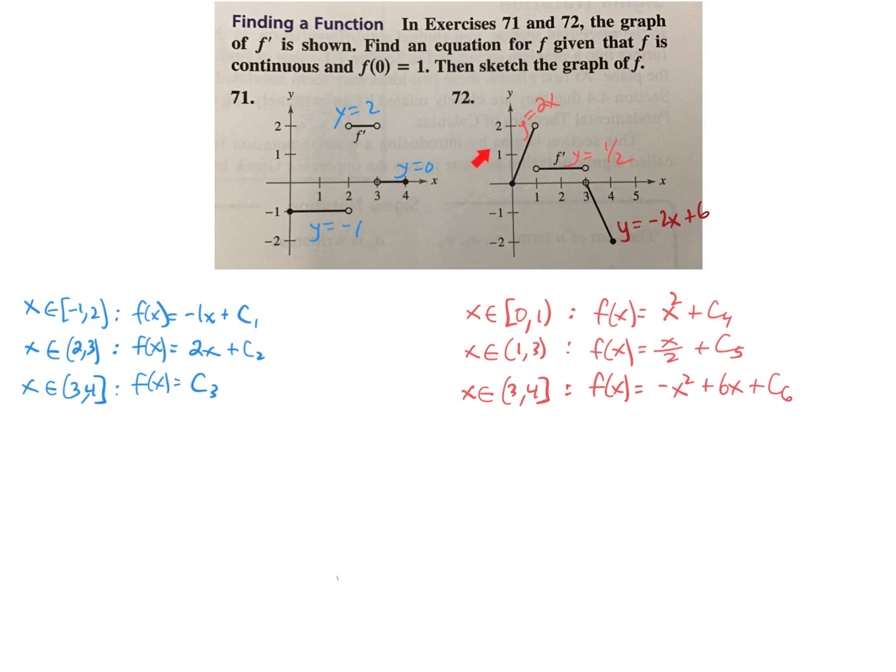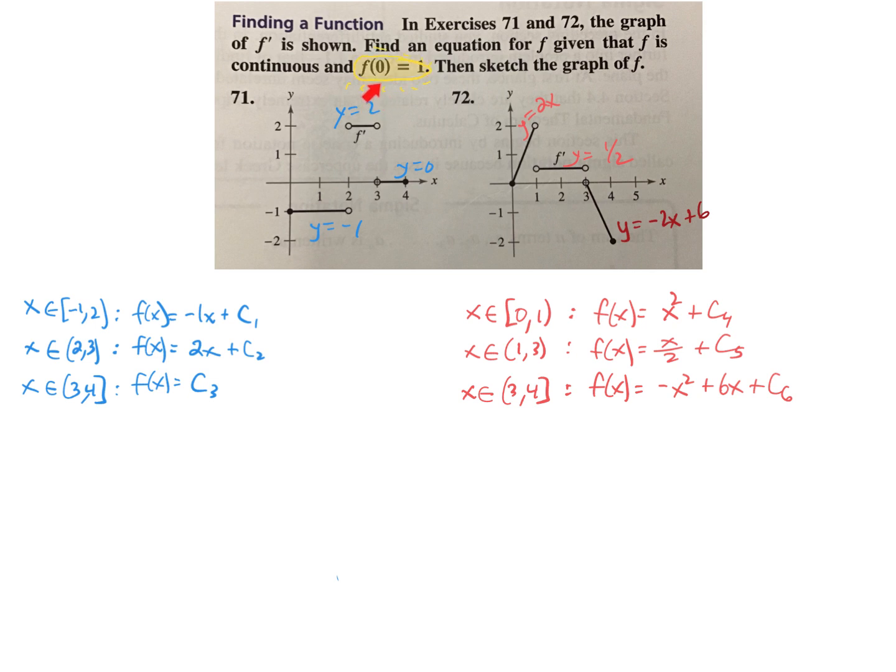For 71 and 72, I would start by finding the equation of these line segments. That's pretty straightforward. And then find the antiderivative of all of those. And you can see that these are all the antiderivatives. So for example, if we took the derivative of this f function, it'd be negative 2x plus 6 plus 0, which is negative 2x plus 6. All right, what to do next?